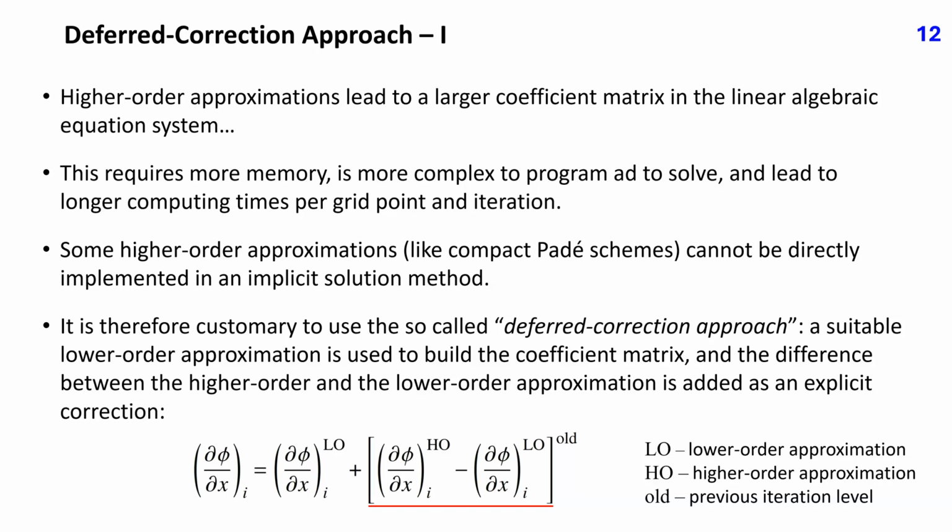Some higher order approximations, like compact Padé schemes, cannot be directly implemented in an implicit solution method. It is therefore customary to use the so-called deferred-correction approach. A suitable lower order approximation is used to build the coefficient matrix, and the difference between the higher order and the lower order approximation is added as an explicit correction. The underlying term is computed using prevailing values from the previous iteration and added to the source term.